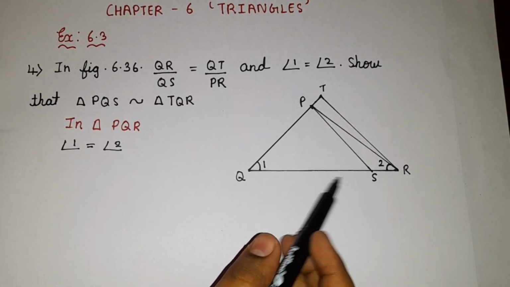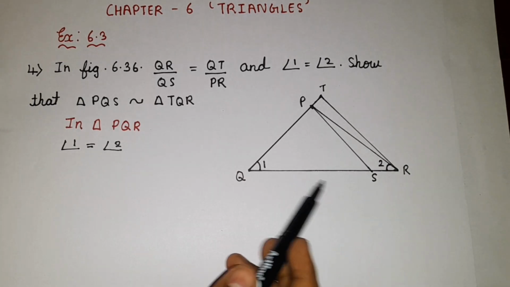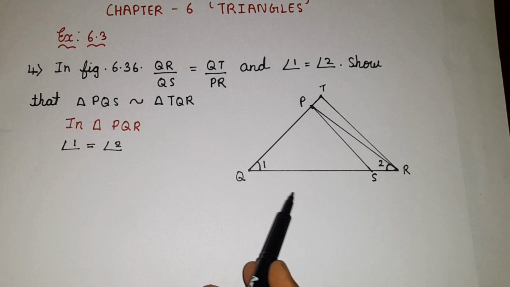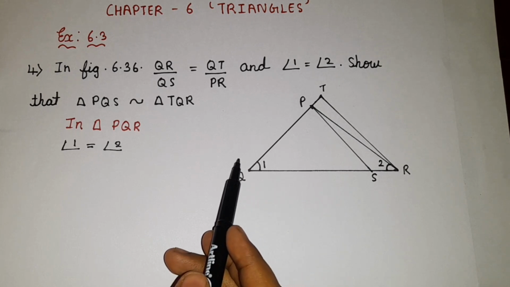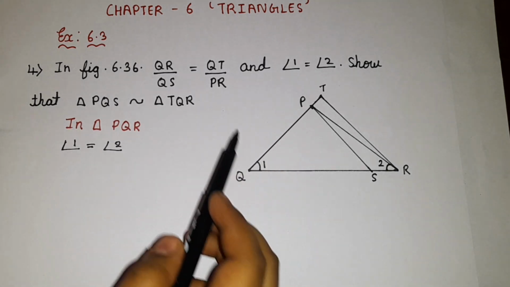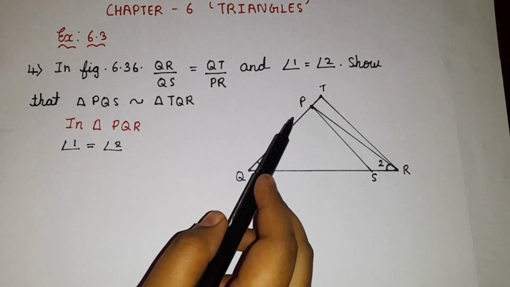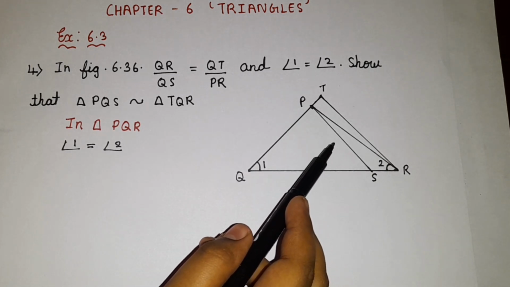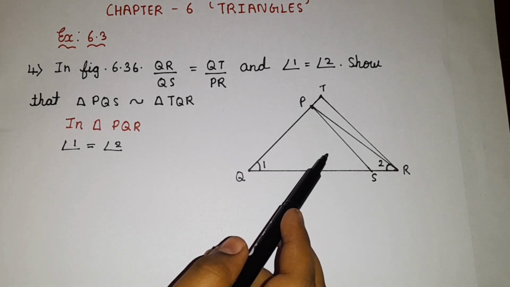But here QR is here and QS is there. Both are lying on one line. In the same line only we have QR as well as QS. But when you look at it, here we have QT, but we don't have PR in the same line. We have PR somewhere else. So this is a confusion right over here. Now we are supposed to solve this confusion.